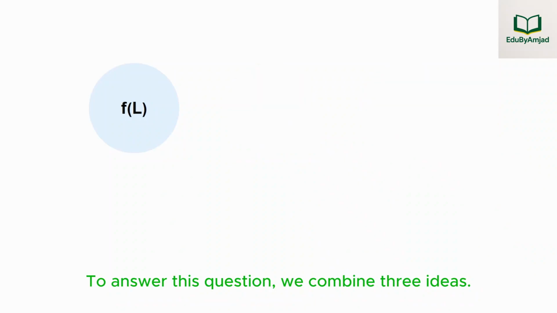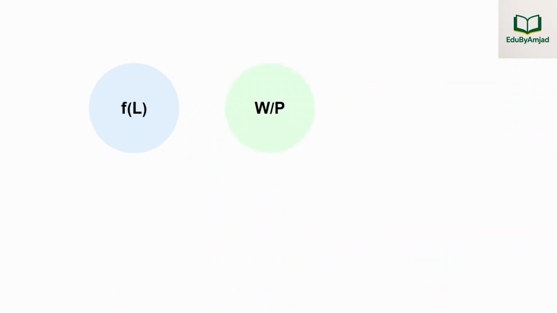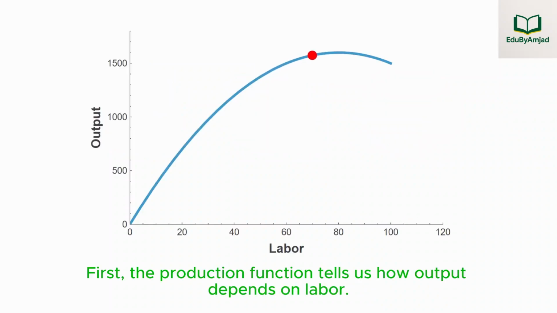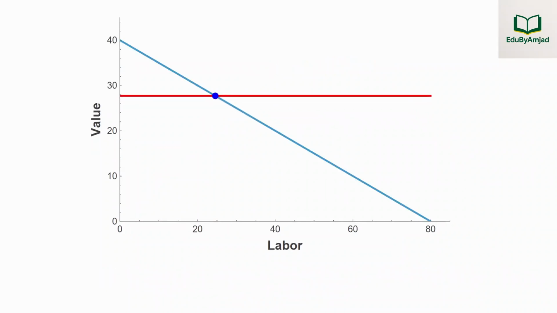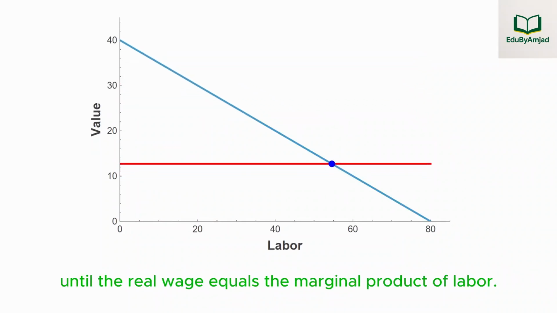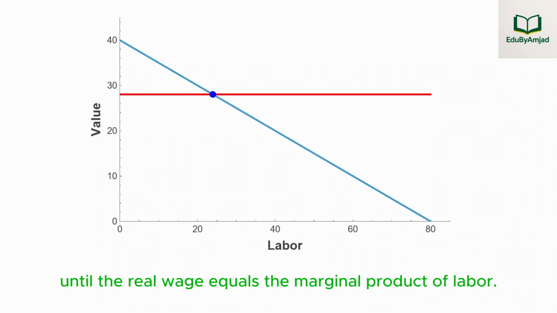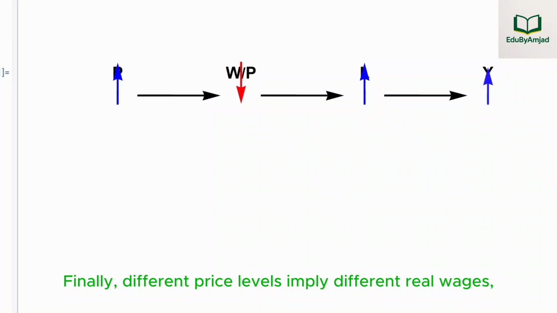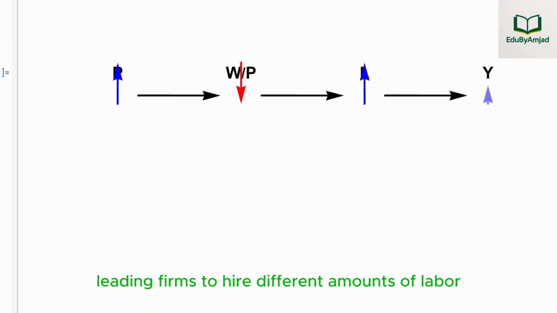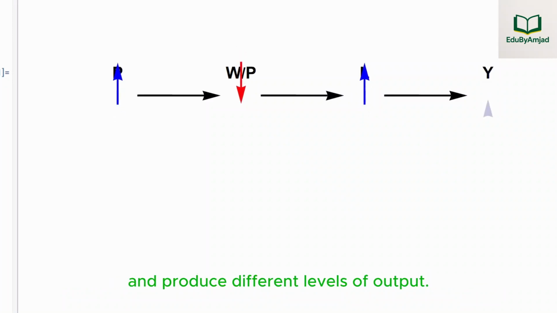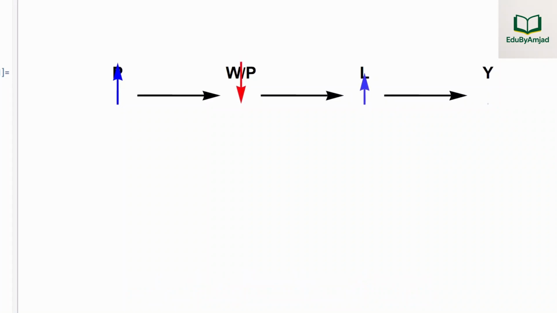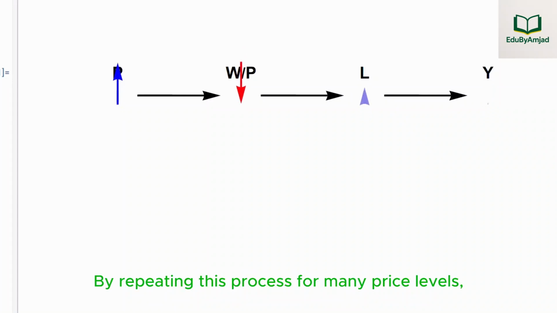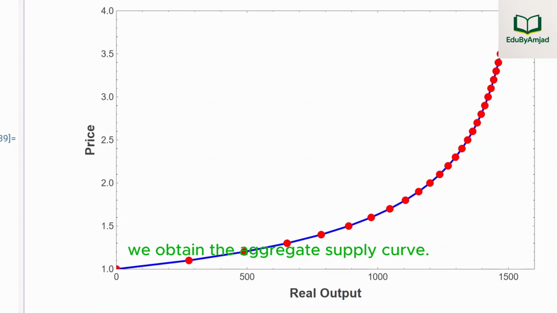To answer this question, we combine three ideas. First, the production function tells us how output depends on labor. Second, firms hire labor until the real wage equals the marginal product of labor. Finally, different price levels imply different real wages, leading firms to hire different amounts of labor and produce different levels of output. By repeating this process for many price levels, we obtain the aggregate supply curve.